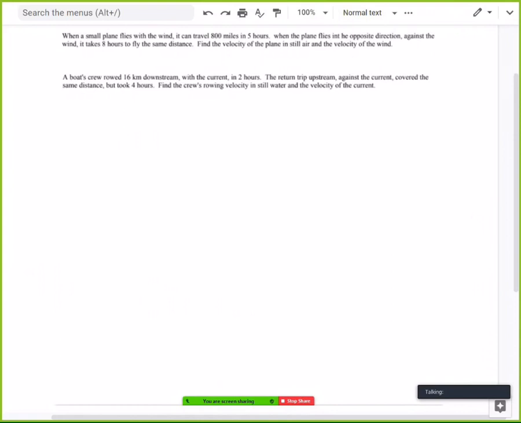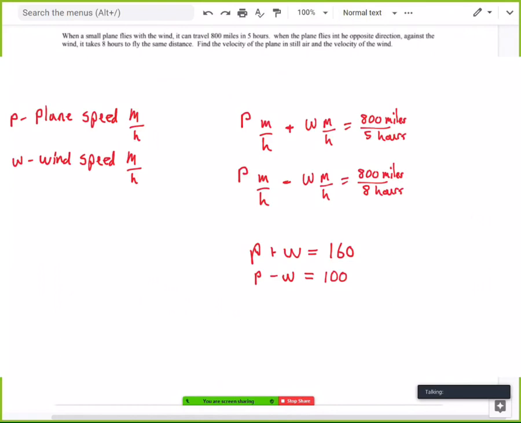Anyway, we have another one where a small plane travels 800 miles in 5 hours. This is just to show you how easy this becomes once you know your structure. It says find the velocity of the plane and the wind. So I say plane speed and wind speed. Add them, you get 800 miles in 5 hours. Subtract them, you get 800 miles in 8 hours. Boom, you've got your system. So by having a structure, it takes a lot of the pain and suffering out of the process.